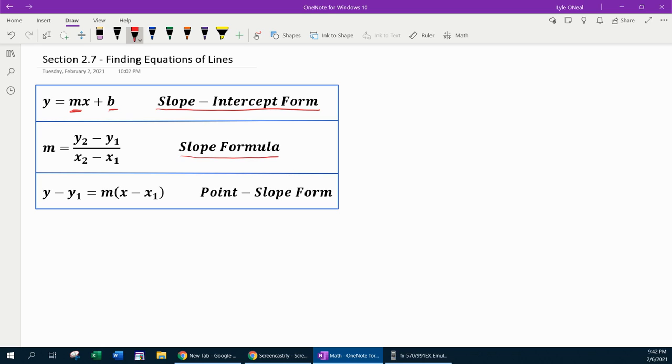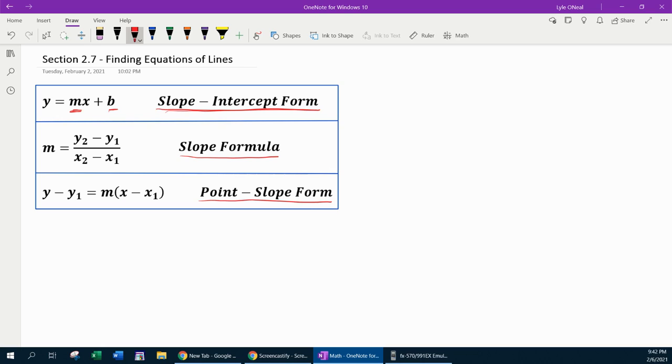Next, we have the slope formula. This is needed if you're given two ordered pairs and you're asked to find the equation of the line. Because with 2 points on the line, you can use those to find the slope, and then you can either plug into slope-intercept form or point-slope form.